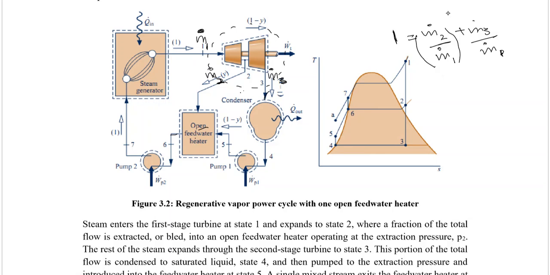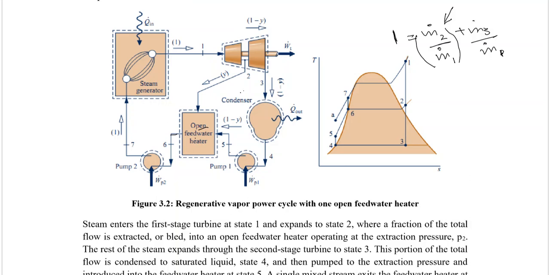So if I'm saying M2 by M1, this is what we call the fraction of the total mass, M2 by M1. This is the fraction of the total mass bled out. So if some of the mass is bled out from stage 2, or in other words, the fraction of the mass bled out at stage 2, that would be M2 by M1.